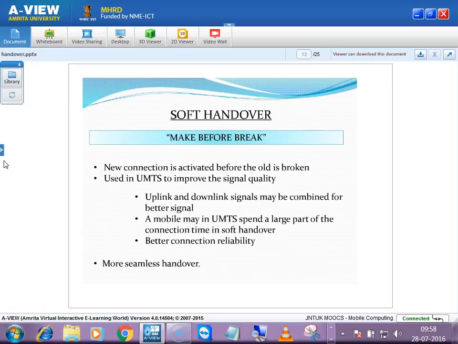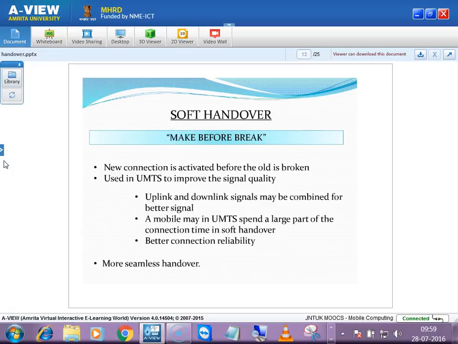Sometimes when you are moving fast, it may get like a beep, like no sound in between. It may last for some nanoseconds and microseconds of time, which you can't realize, but sometimes you can notice that. That will be a hard handover, but this will be a seamless handover. Before terminating the old one, you are establishing the new one. So it is a soft handover.